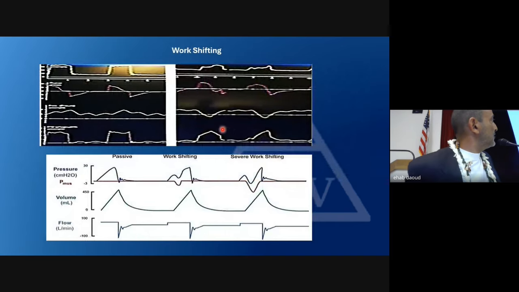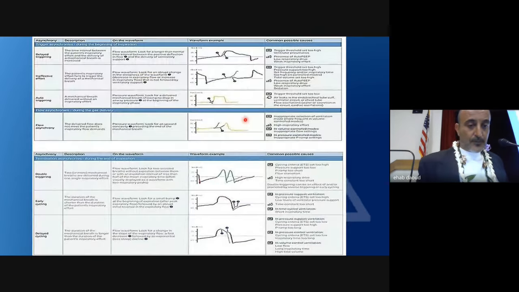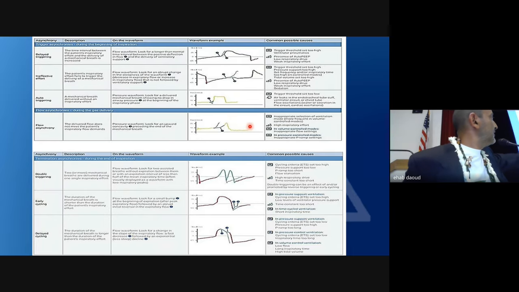Work shifting means the patient is doing so much work, as I showed you before here. This is actually a very nice card. If you don't know about it, it's free to download from Hamilton. The terms might have changed a little bit, but the same concept: delayed triggering, ineffective effort, flow asynchrony, which we call work shifting these days, double triggering, which we now call reverse trigger. It explains how you detect them in different ways, what the cause is, auto PEEP and weakness and all the stuff, and how to correct it.